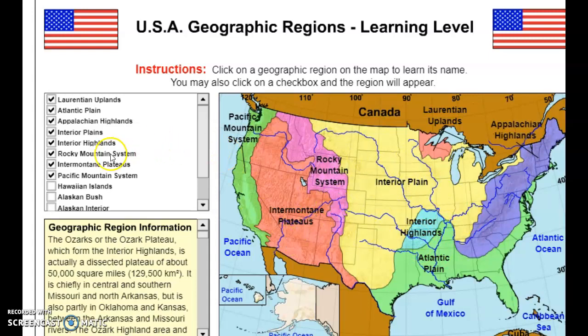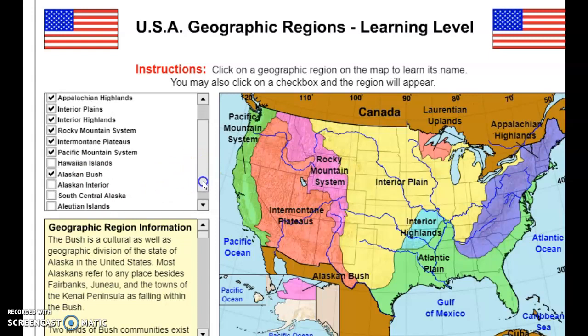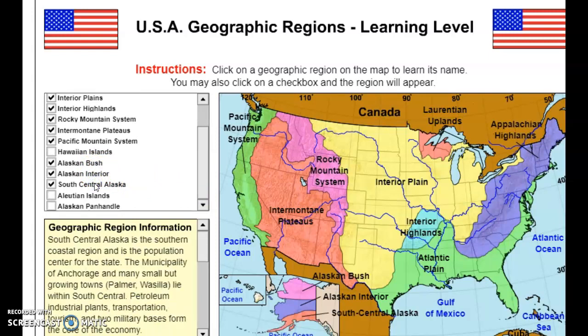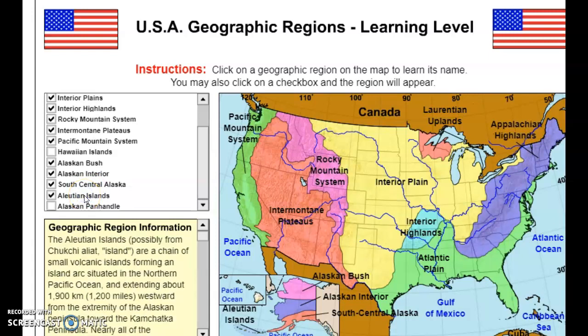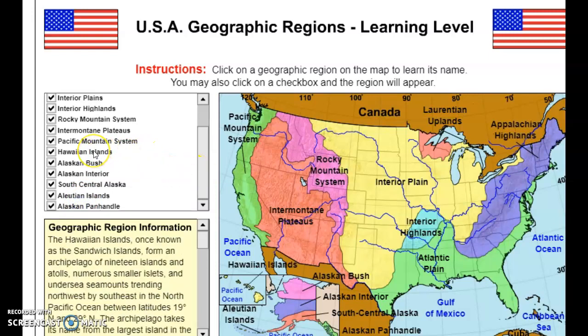Now, one thing that I loved about this is that you will find Alaskan bush. What are the parts of the Alaskan features? So there is going to be the Alaskan bush, Alaskan interior, the South Central Alaska. Very important, the Aleutian Islands and the Alaskan Panhandle. Okay, and Hawaiian of course, Islands.